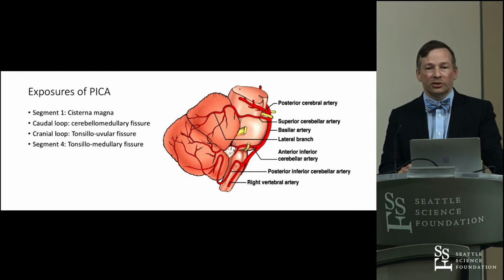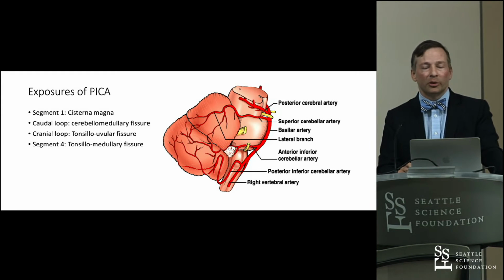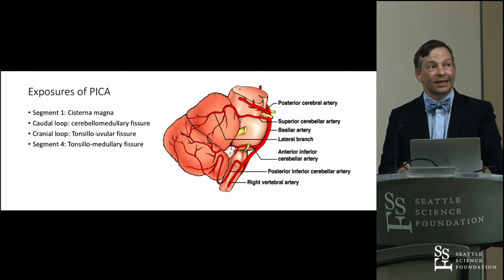The first segment, just a typical cisterna magna exposure. The caudal loop with anything in the cerebellomedullary fissure. The cranial loop, if you go up into the tonsillar uvular fissure, if you're going to do a telovelar approach, then you're going to see PICA branches. And then finally, this fourth segment, tonsillomedullary fissure, is where you're going to see that more or less.